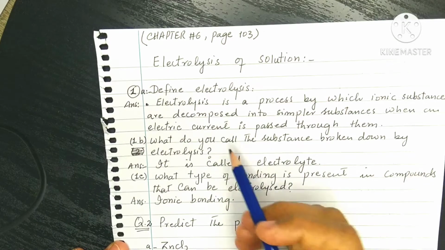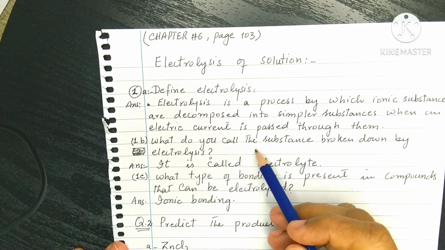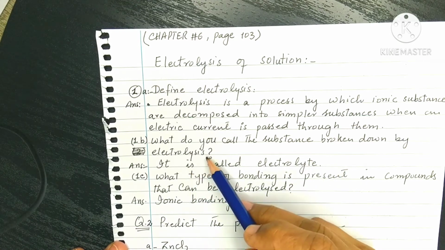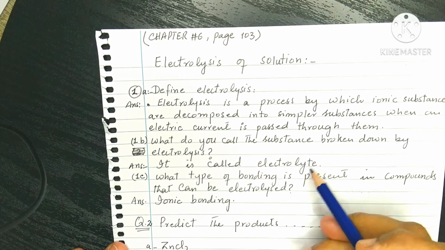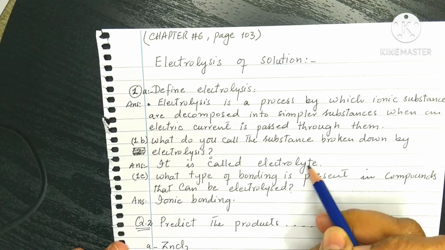So this is question number 1b. What do you call the substance broken down by the electrolysis? This substance is called an electrolyte, because when electric current is passed through the electrolyte, it will convert into simpler substances.